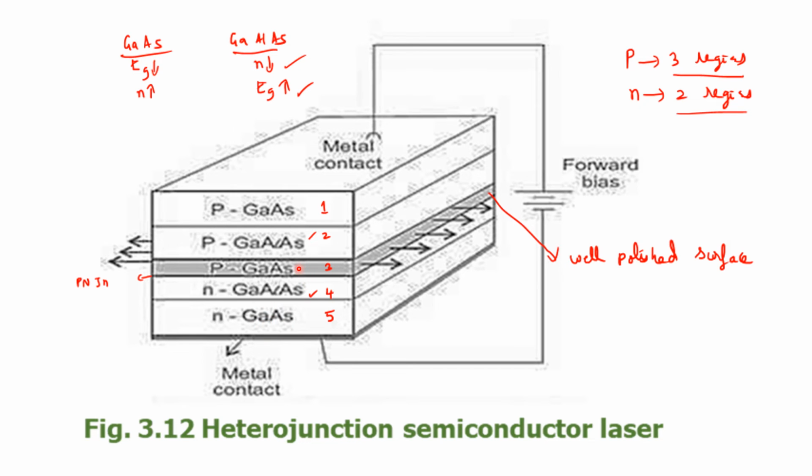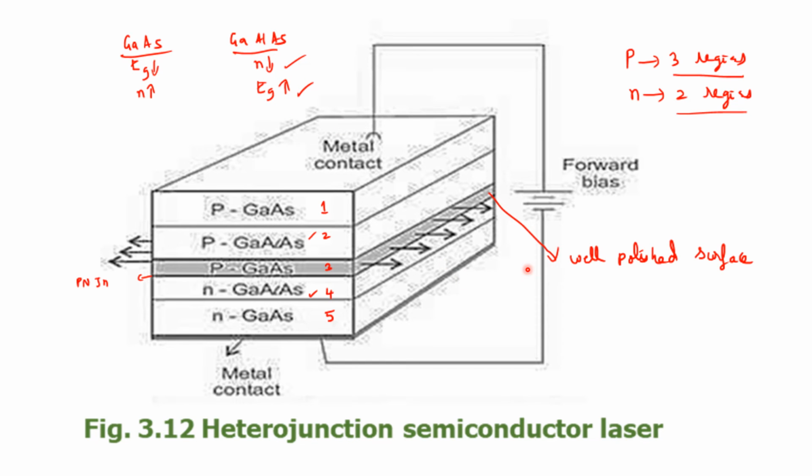Now, you could see here the active region is sandwiched between the gallium aluminum arsenide. The active region is gallium arsenide, which is sandwiched in between the gallium aluminum arsenide. Let us see the features of gallium arsenide and gallium aluminum arsenide. Gallium arsenide has a less band gap and a high refractive index, whereas gallium aluminum arsenide has a low refractive index and a high band gap.